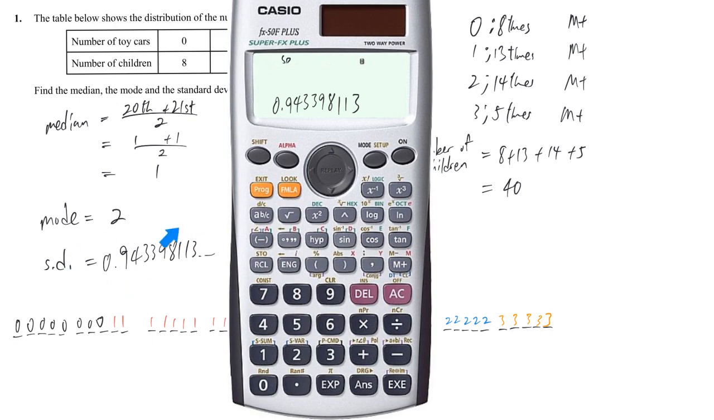Because it's quite common to ask us about standard deviation, no matter what kind of graph it is, make sure you rewrite it in this format.